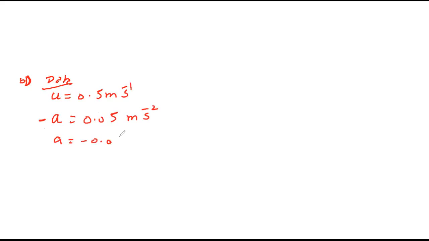A ball is initially moving with a velocity of 0.5 meter per second. Initially moving means initial velocity, 0.5 meter per second. Its velocity decreases at the rate of 0.05 meter per second square, which is called negative acceleration. Or I can say a is minus 0.05 meter per second square.